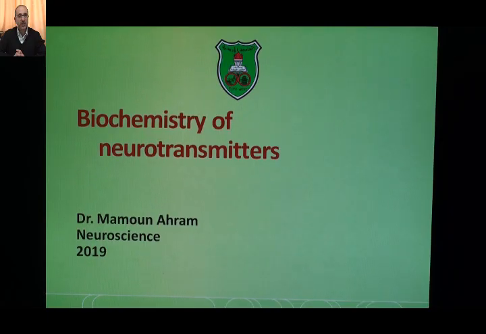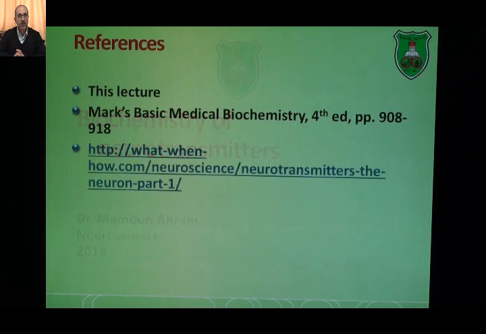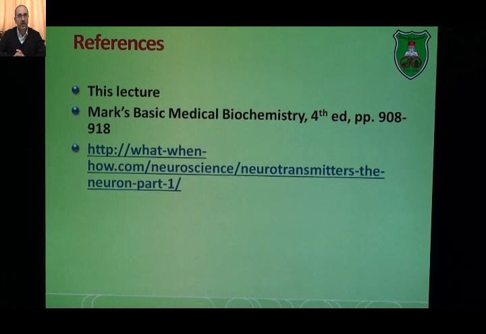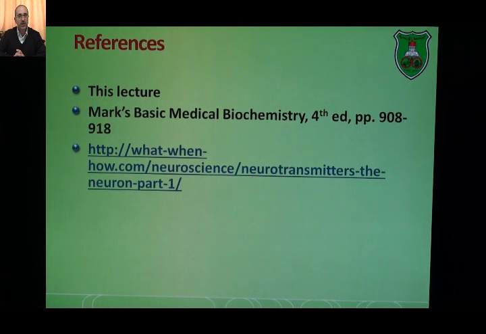So let's start with the biochemistry of neurotransmitters. These are the resources. The lecture is the main source for information. You can refer back to Mark's Basic Medical Biochemistry. You have the pages here. It's about 10 pages. Or there's this nice website that combines biochemistry with anatomy. You can refer to it as well. It has nice and simple information on this topic as well.